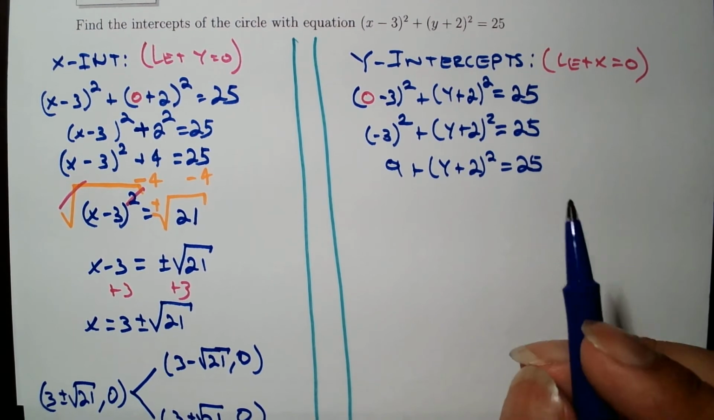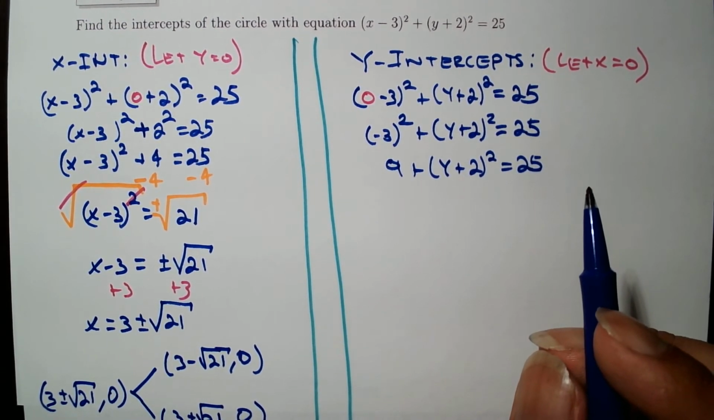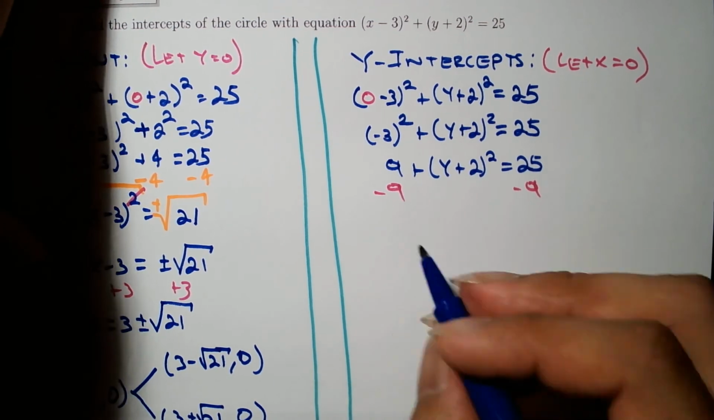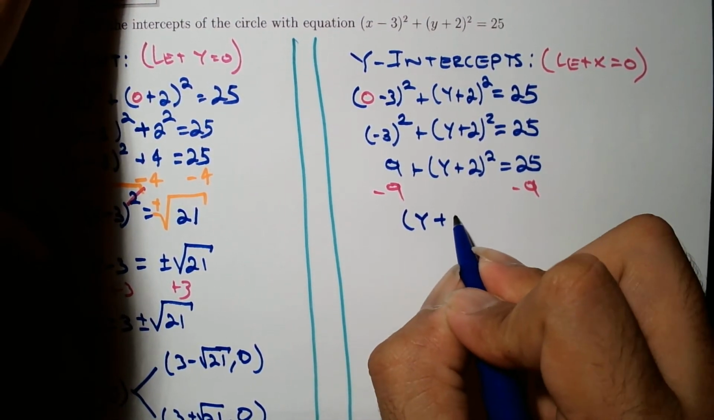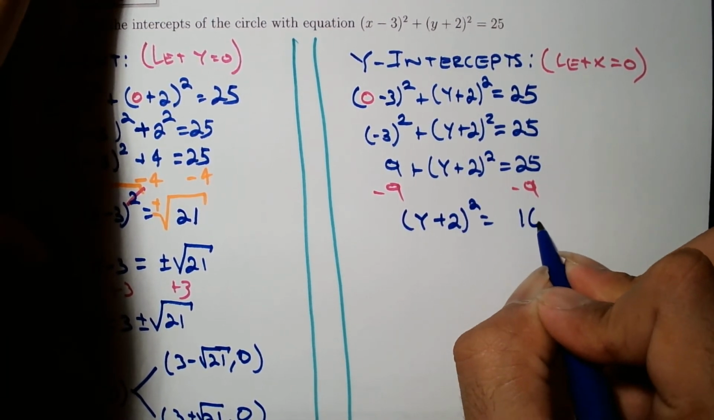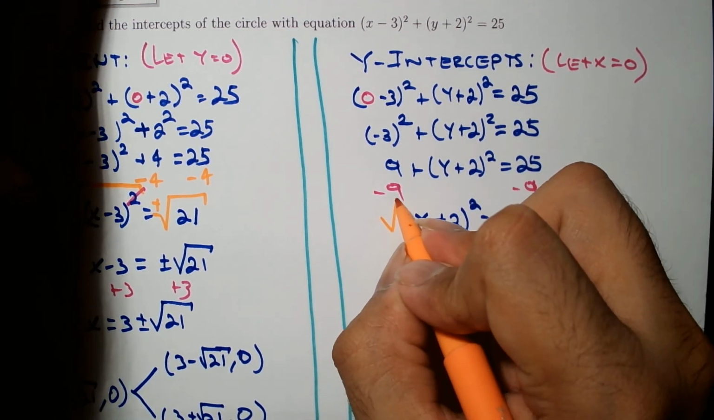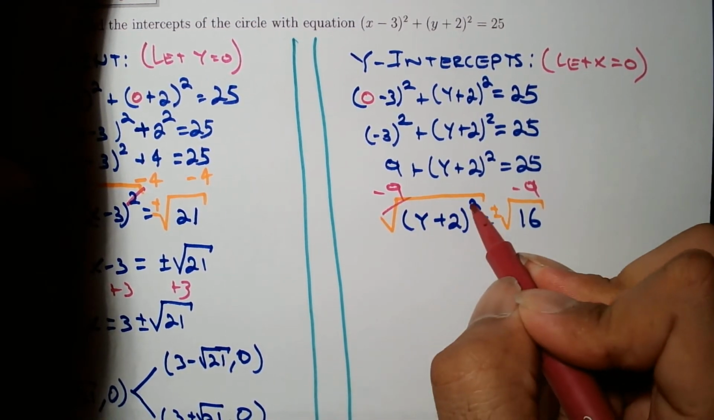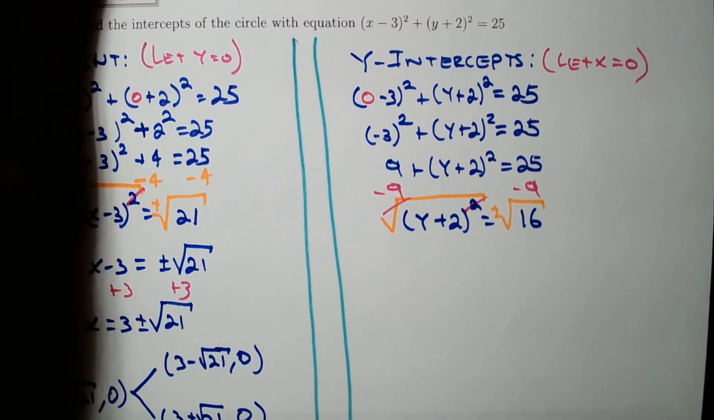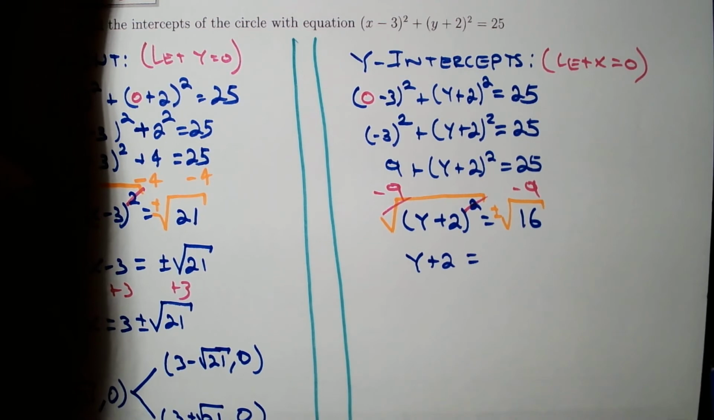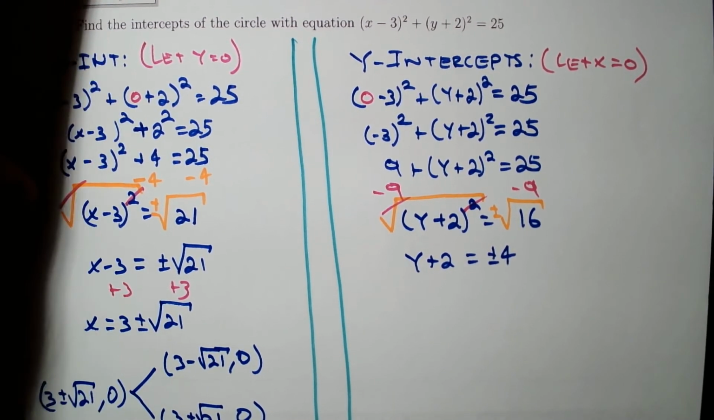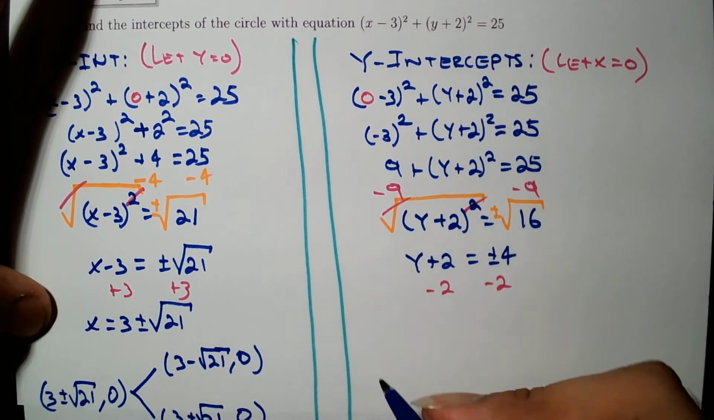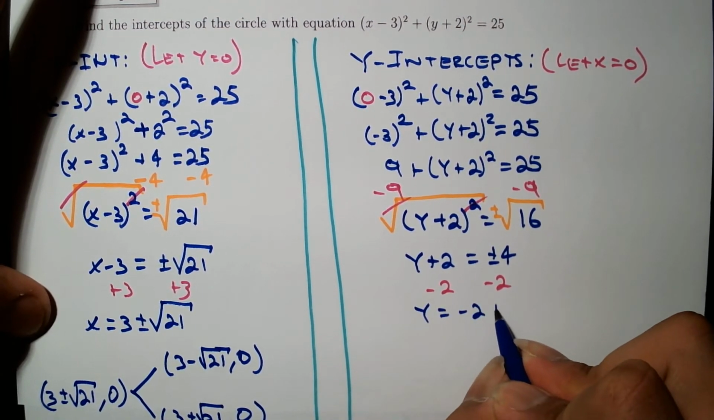25 minus 9. So in this case, the next move is to subtract 9. Oh, it looks like we're going to get nicer numbers in this case. You will see. So this is going to be 16. Take the square root on both sides. Plus minus. Cancel, cancel. And y plus 2 equals plus minus 4, which is the square root of 16. So in this case, subtracting 2 from both sides, we get y equals negative 2 plus minus 4.